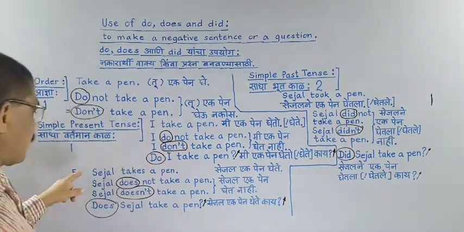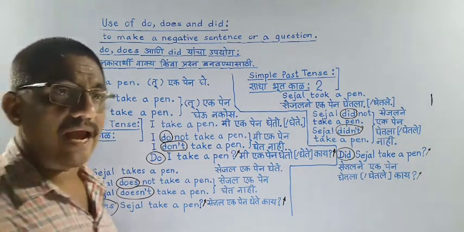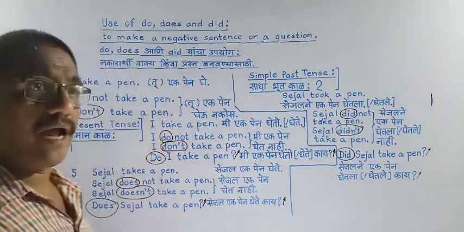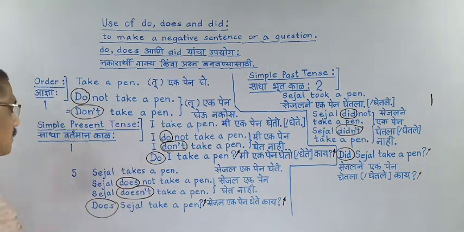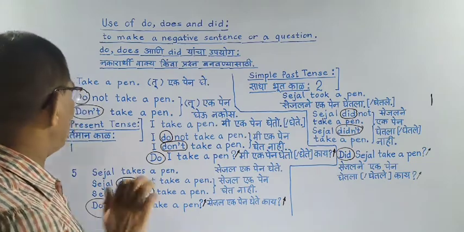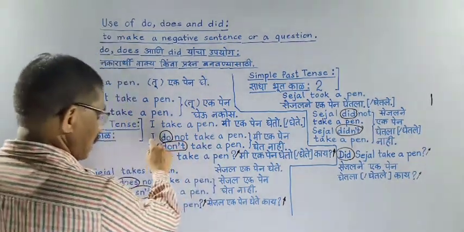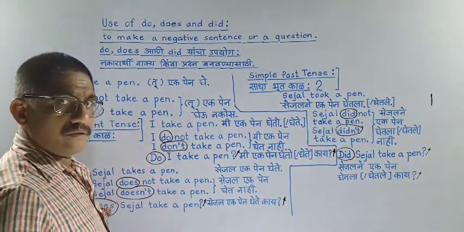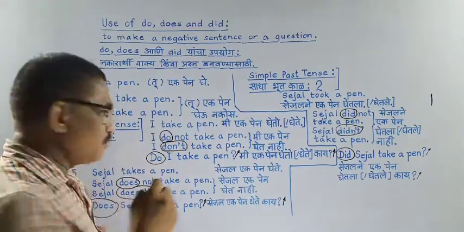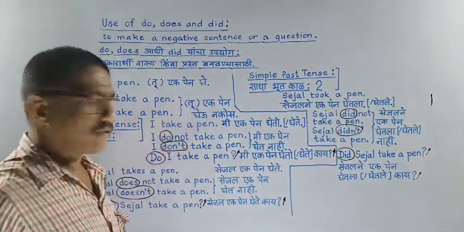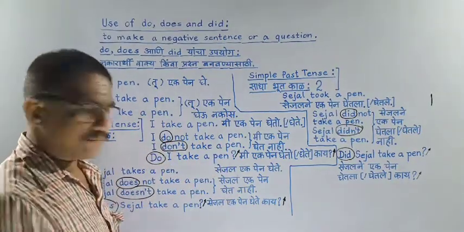And when the subject is third person singular, meaning one except I and you, that is the subject, then we need the fifth form of the verb. Now see here what happens. I take a pen. I do not take a pen. We call a guest helping verb here, that is do, and keep not after it. Or shorten it: I don't take a pen.